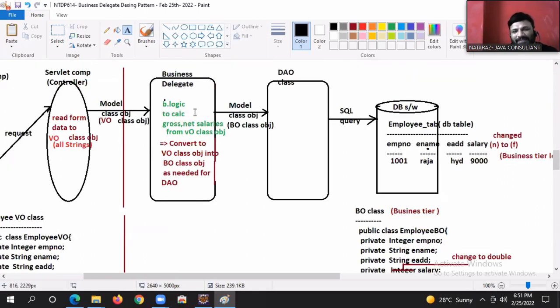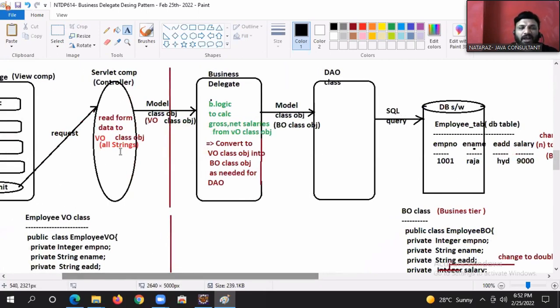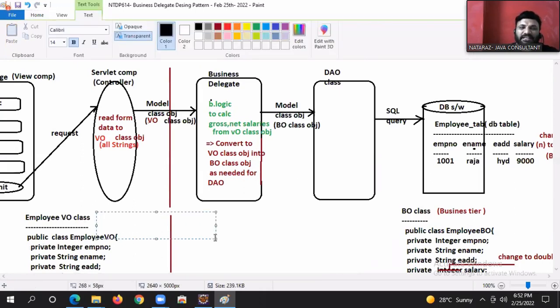Here, in the business delegate, we change what? Converting string to integer, earlier we have done. Now we will do what? String to double we do. But are you going to touch VO class? Are we going to touch servlet component? Whatever change happens, that happens in what? BO class, business delegate, DAO class, database. All are business tier. Am I going to disturb presentation tier servlet component, presentation tier DTO class?